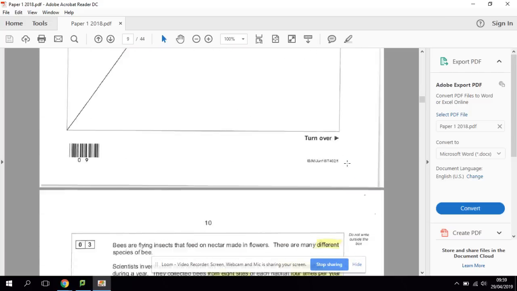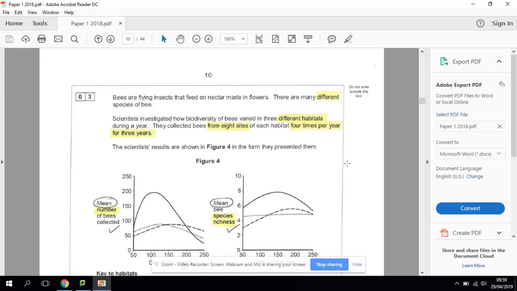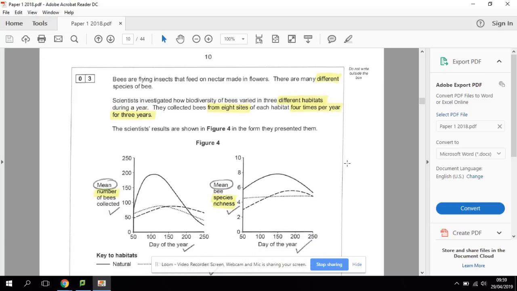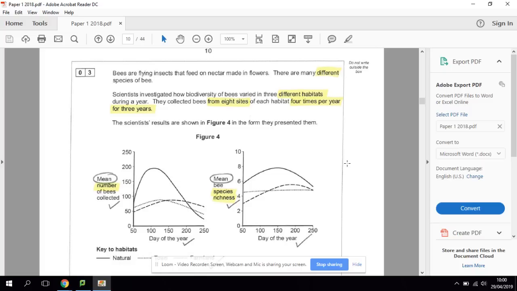Right, so we're looking at the next question. So you've got another graph here. Bees are flying insects that feed on nectar made in flowers. There are many different species of bee, and scientists investigated how biodiversity of bees varied in different habitats. And they collected bees from 8 sites of each habitat 4 times per year for 3 years. So again, lots of information, lots of numbers here, and the results were presented in figure 4.